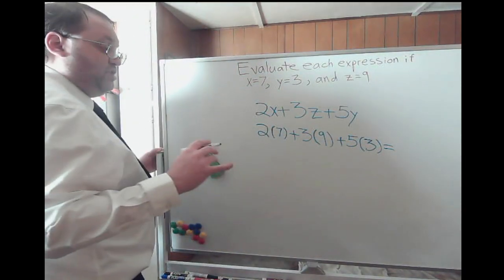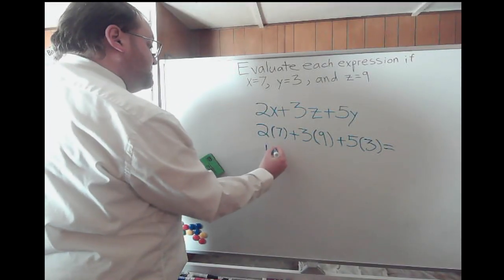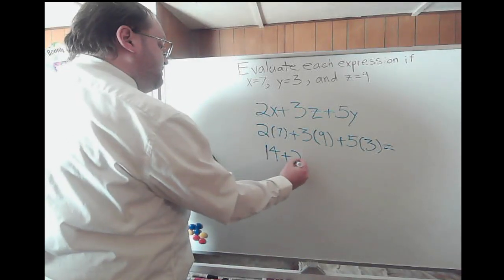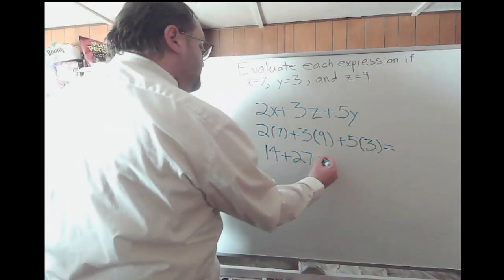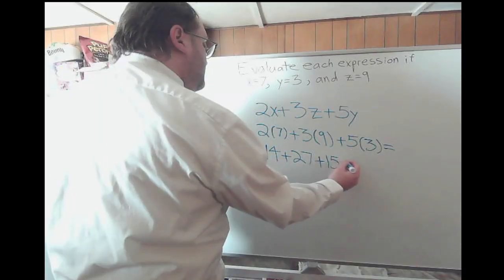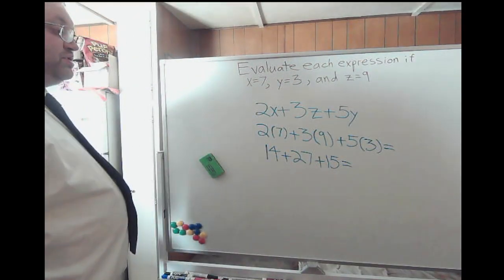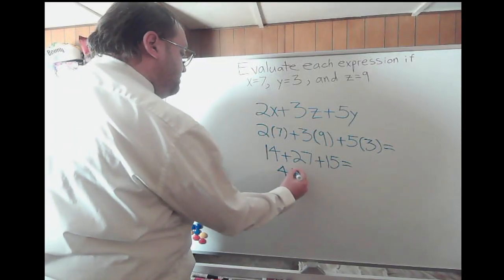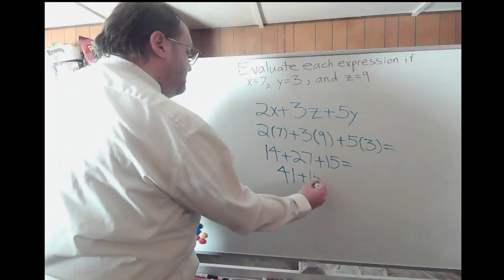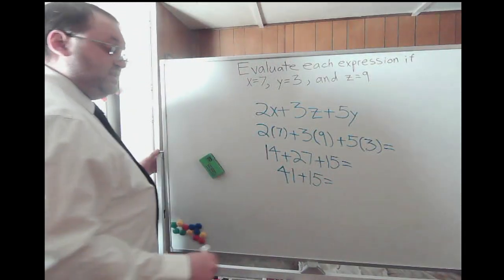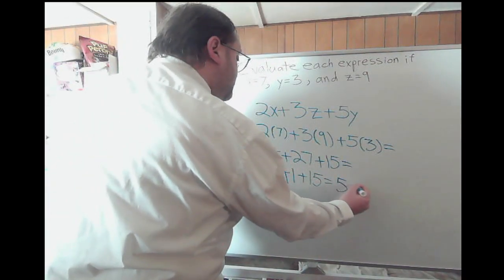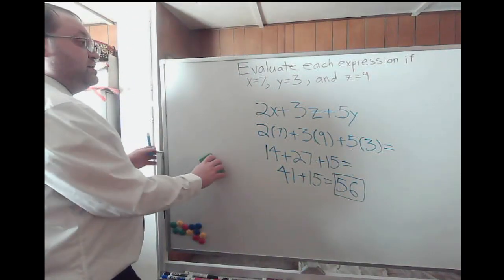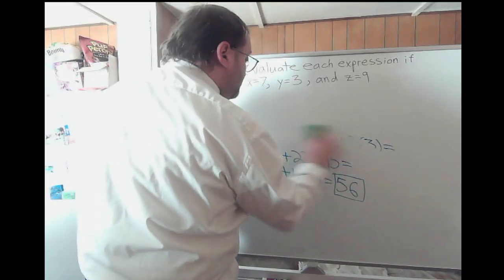So first you're going to do all your multiplication. 2 times 7, well, that's 14. Plus 3 times 9, well, that's 27. Plus 5 times 3, well, that's just going to be 15. Now you just have a simple addition problem. So let's start with 14 plus 27. That'd be 41 plus 15, which would equal 56. So your answer would be 56. Just stick in the values where you see the variables.